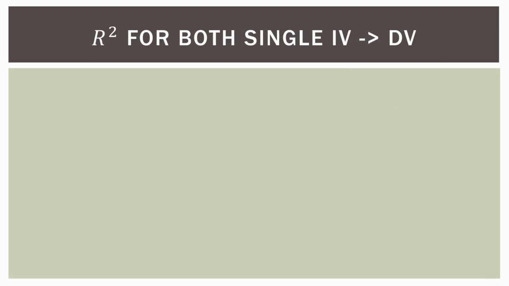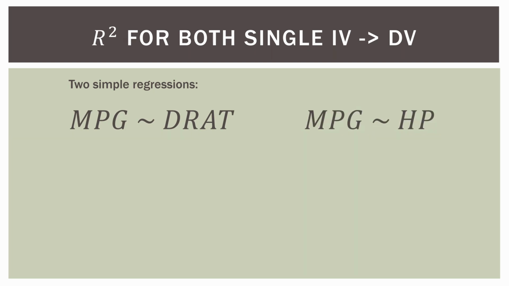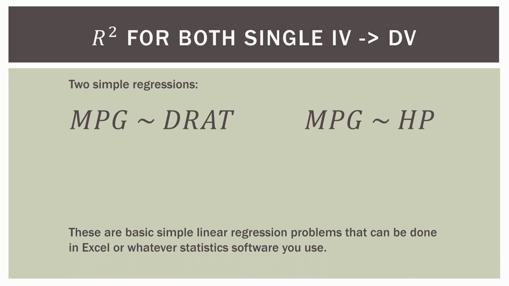So first, a quick review of the R-square for both single IV to DV relationships. So 2 simple regressions. On the left, we have DRAT predicting miles per gallon, and on the right, we have horsepower predicting miles per gallon. We do those simple regressions either in Excel or whatever tool you have with you, and we come up with an R-square of 0.464 when explaining the variation in miles per gallon using DRAT. So in this case, it appears that DRAT explains about 46% of the variance in miles per gallon in this model. Take the square root of R squared, and we have R, our correlation coefficient, which is 0.6812. Do the same thing on the right.